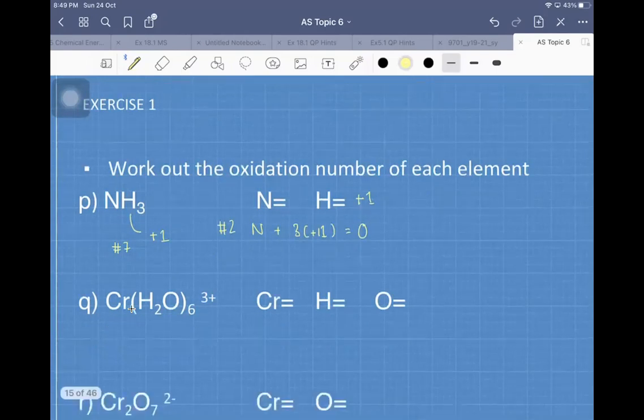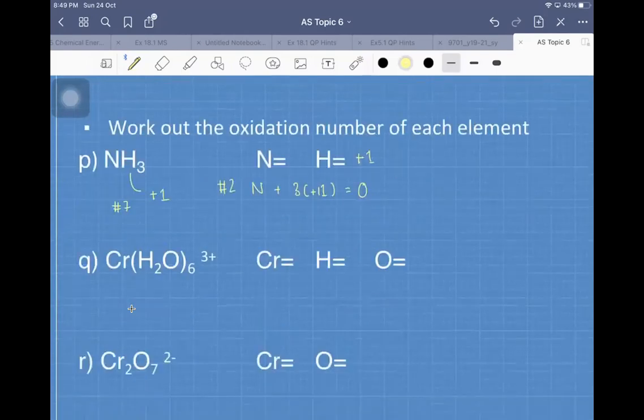Next, Cr(H2O)6 3+. Okay, it looks like there's a lot of things happening here. What can you do here? Now, H2O follows rule number 2. The sum of the oxidation numbers of the elements in a neutral compound is 0. That means H2O will be 0.